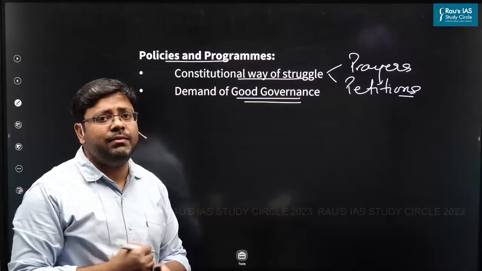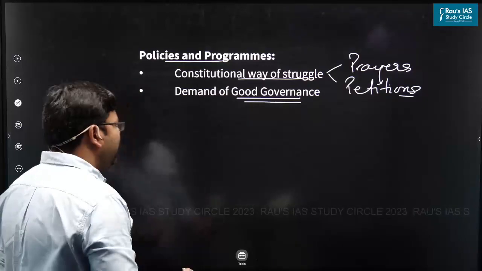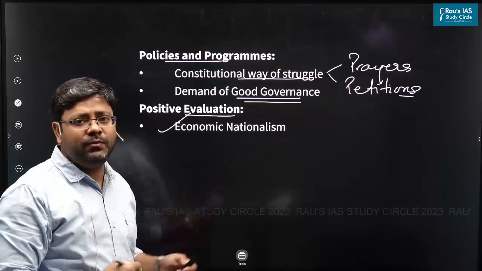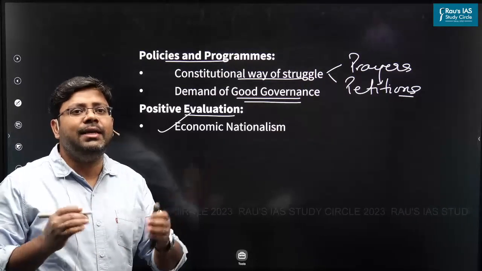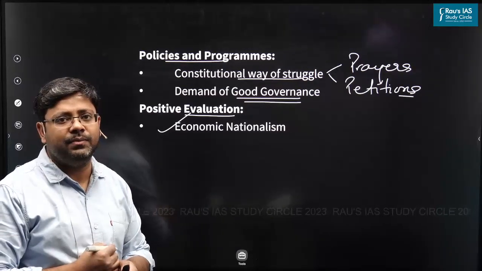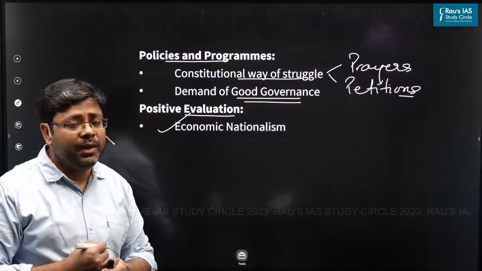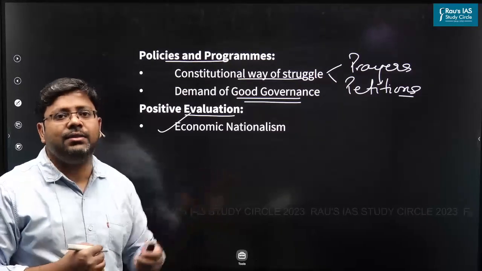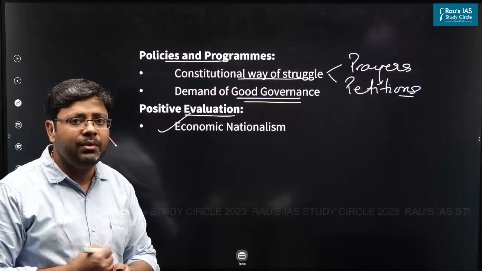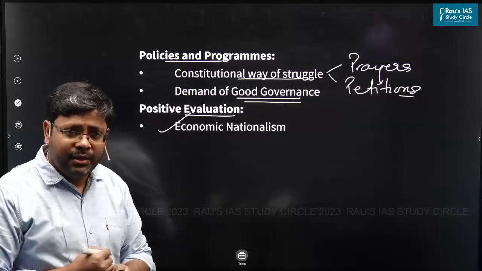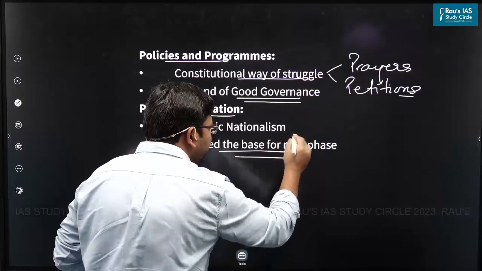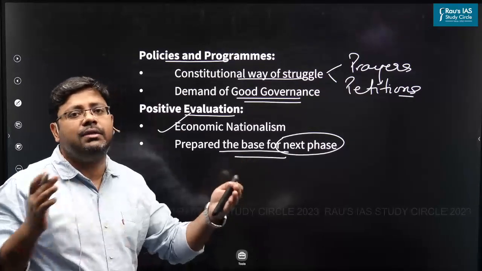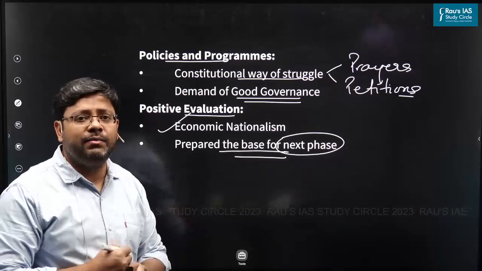Now, to what extent they were successful, if we try to analyze, the positive evaluation is that the moderates were the first to expose scientifically the drain of wealth from India, and basically they gave the basis for the rise of economic nationalism. Now, economic nationalism became the backbone of the national movement. Even the Swadeshi movement was economic nationalism, and even the recent initiative of the Government of India, Atmanirbhar Bharat, is also economic nationalism. Then, by politically training the people on important issues, the moderates paved the way for the rise of a bigger national movement in the next phase, that would be the extremist phase.